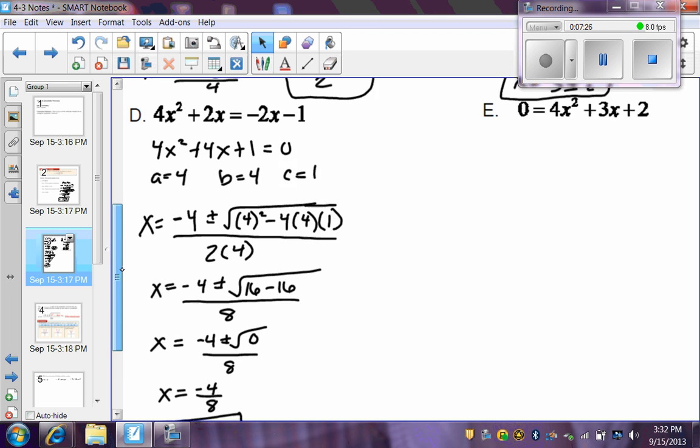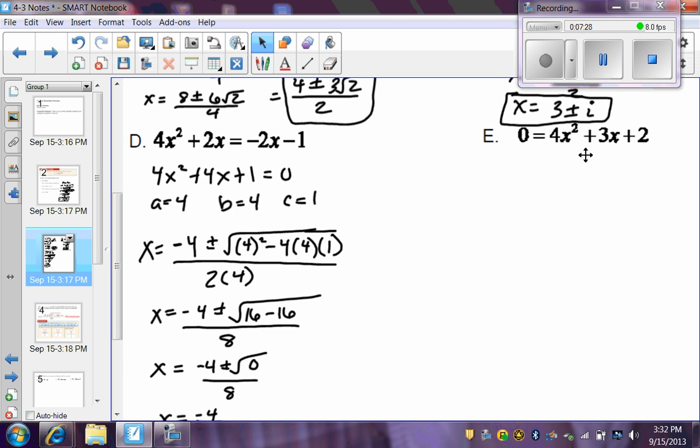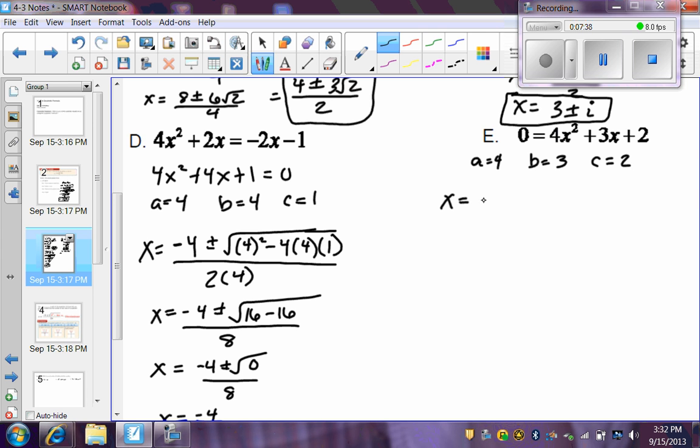And one more, solving using the quadratic formula. It's already in standard form, so that tells me my a is 4, my b is 3, my c is 2. So x equals negative b plus or minus the square root of b squared minus 4 times a times c, all over 2 times a.